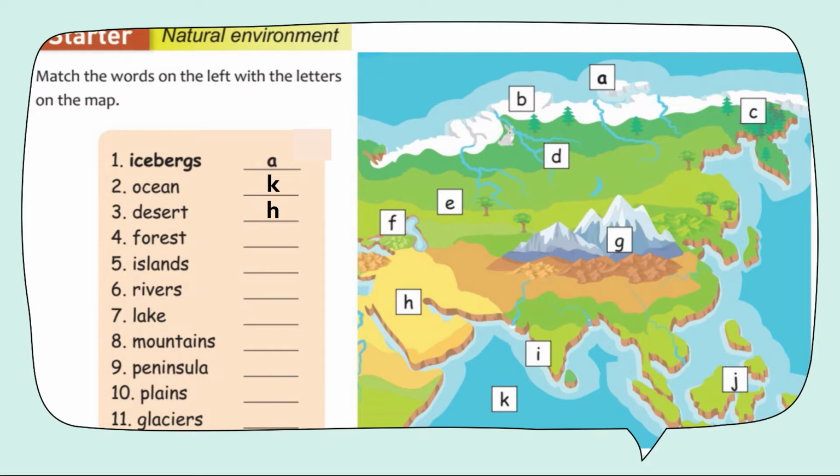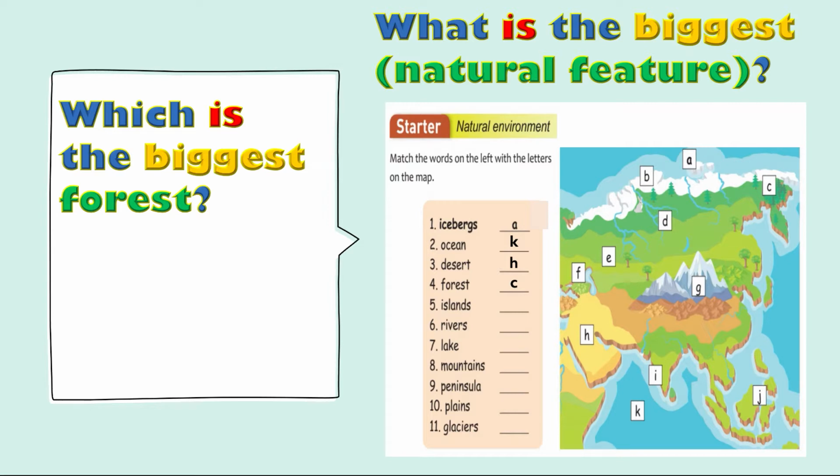Oh, excellent. So we have number 4, forest. There must be D or C. There are trees in D, but there are more trees in C. Though forests are pretty much everywhere, in this picture the biggest forest is up in C. The more dense trees. Oh, dense, good word. Yes, I could have said which is the densest forest. Right, but here we're asking what is the biggest natural feature, or which is the biggest forest?